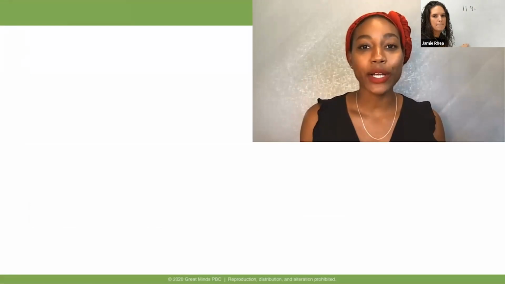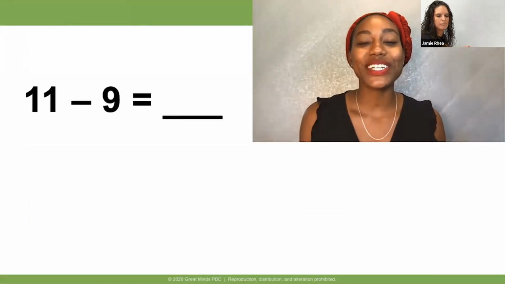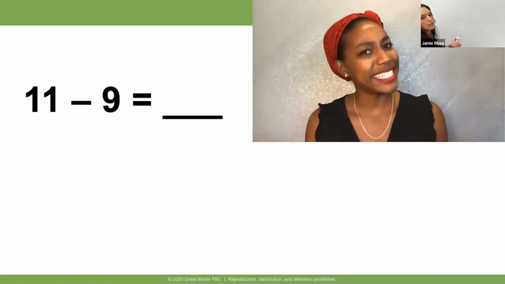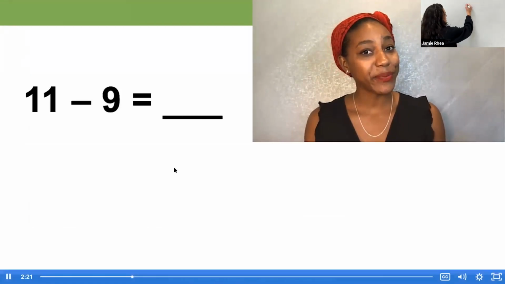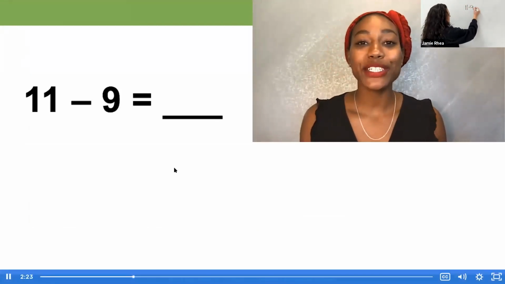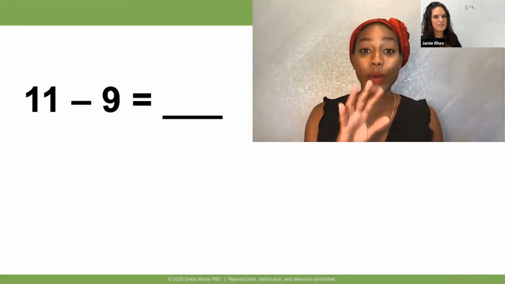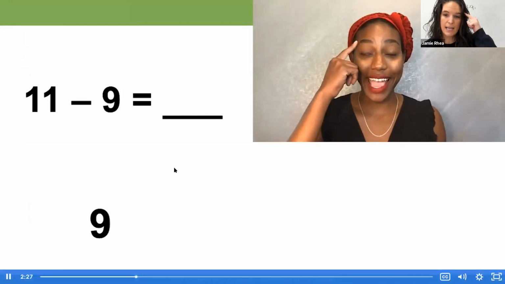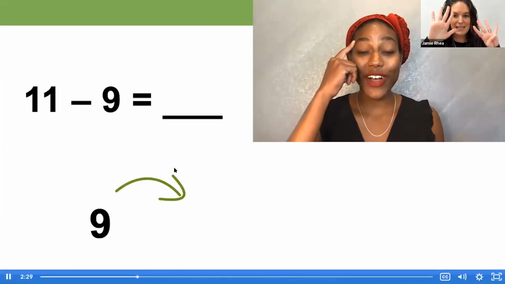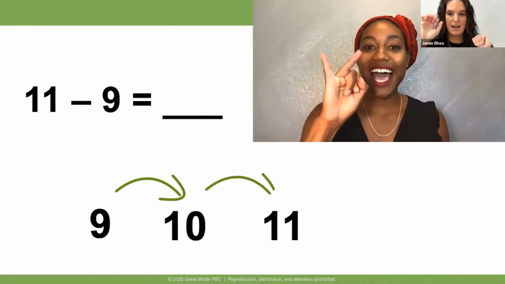First, we'll do the count on strategy together to solve 11 minus 9. Is this the strategy that you used? Great. Show me how to do it on your fingers. We're going to start with 9 in our head. Ready? So we have 9, and count on 10, 11.